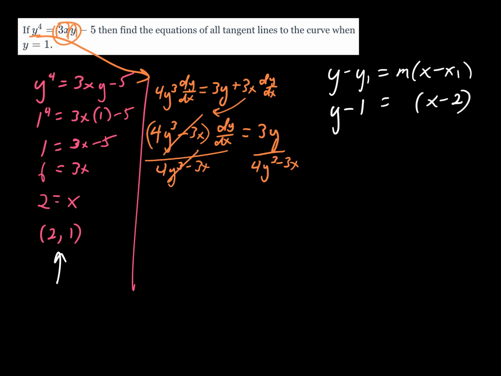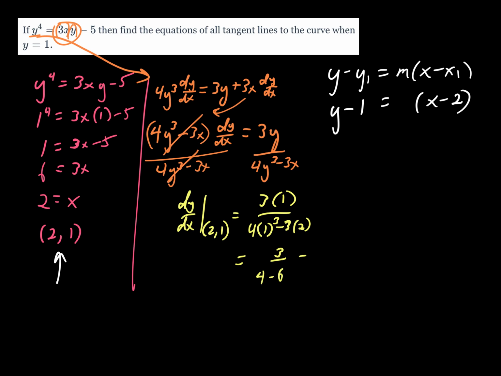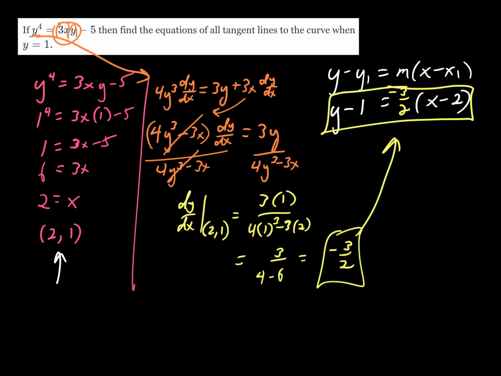And now, if we want to, let's change the color. I want to evaluate dy dx. We want to do it when the point is 2, 1. The y value is 1, and the x value is 2. And that's going to give us 3 over 4 minus 6. That is negative 3/2. That's the slope of the tangent line. There's the equation of the tangent line to the curve when y is 1.